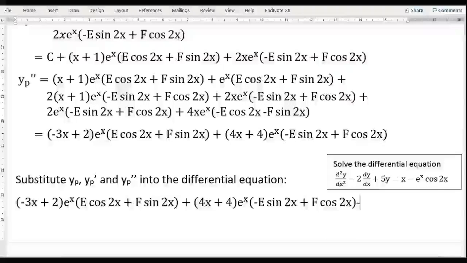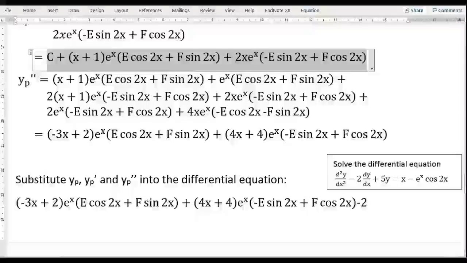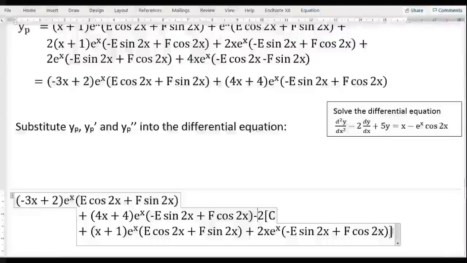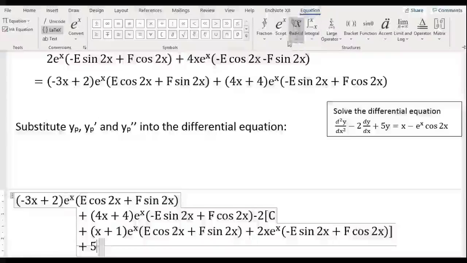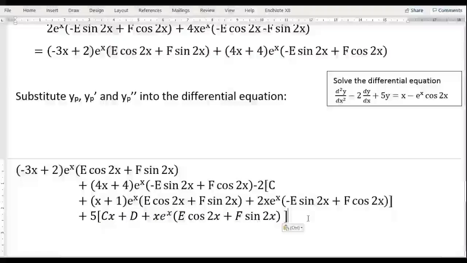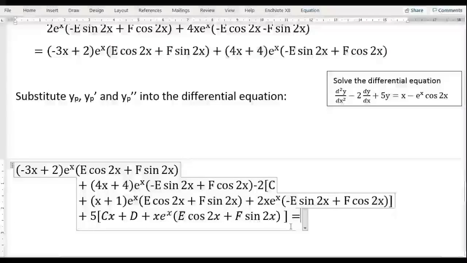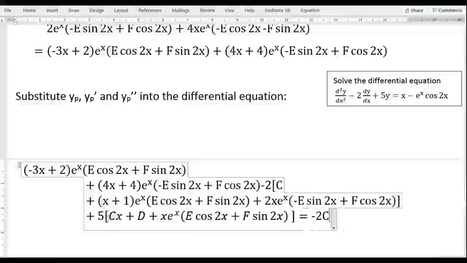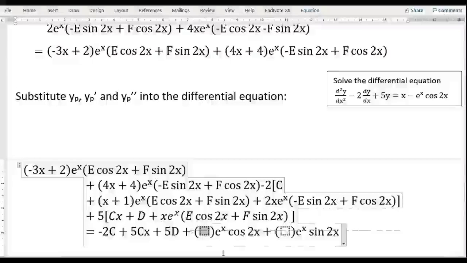We have minus 2 yp, okay, and then we have plus 5 of y. And we can simplify this. Better if we simplify them in the form of sine and cosine, and of course a constant. We have minus 2c, and then we have plus 5cx and 5d. The coefficient for exponent cosine 2x.